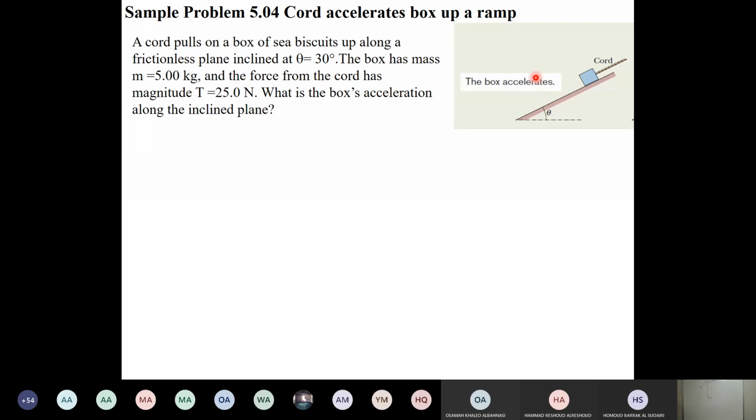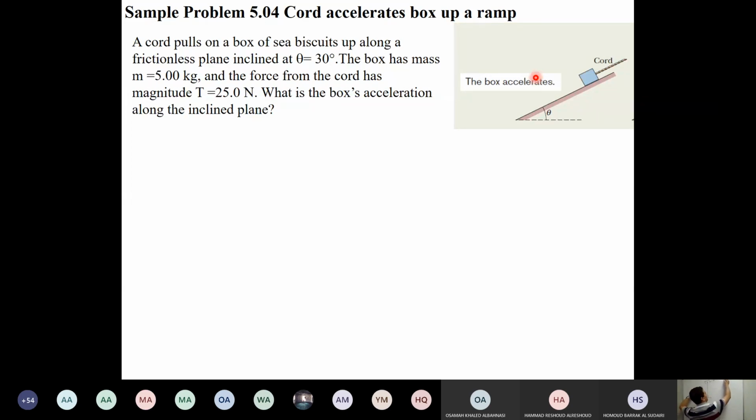So here we got into a situation. The tension is here. The mg is here. These are two forces, and both of the forces are neither along the x-axis nor along the y-axis. So if it is not along the x-axis and not along the y-axis either, what we need to do is to split one of the forces so that we get them in the x and y axes.